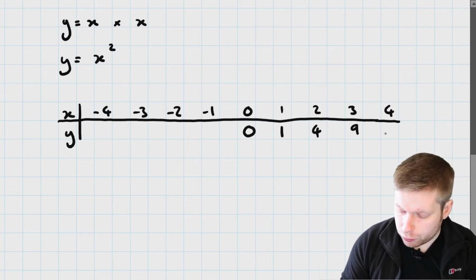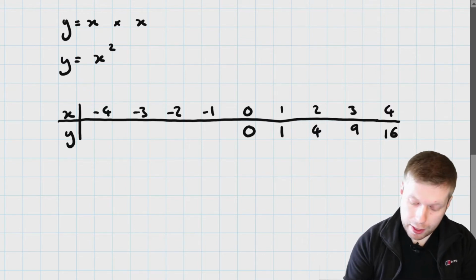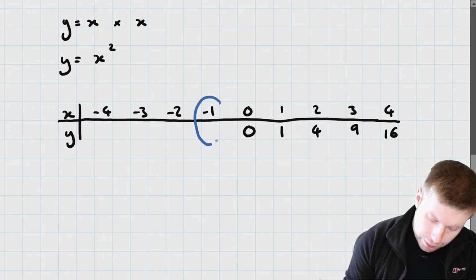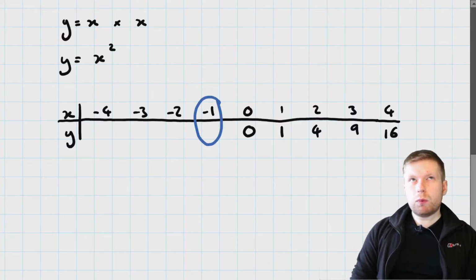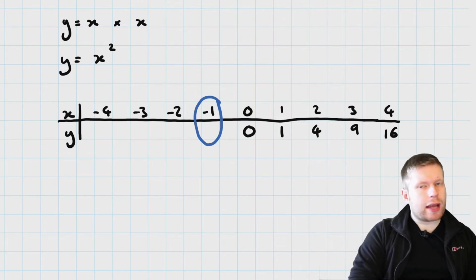The next one, that's 4 times 4, that's 16, okay? So now let's go left, because we filled in most of the table, we filled in over half of it. Now let's look at -1. Well, what should the y value be if x is -1?